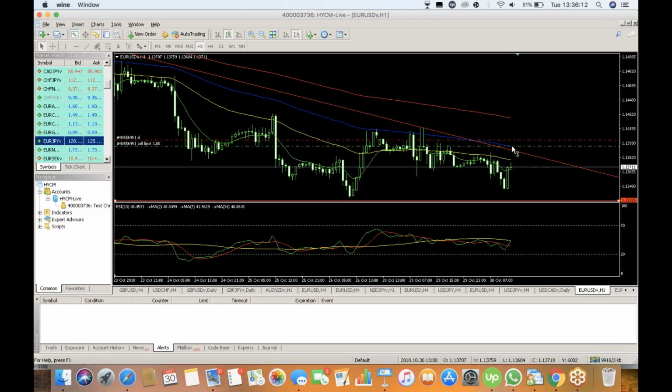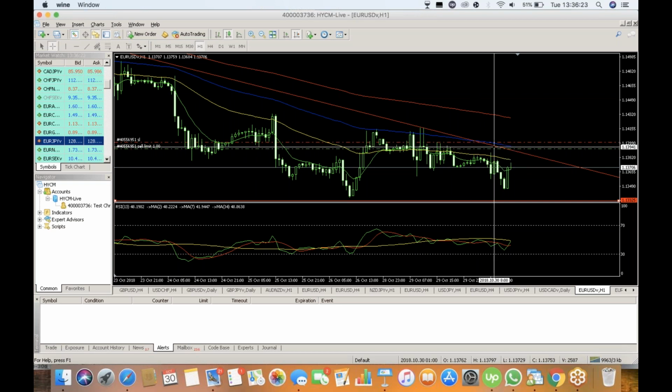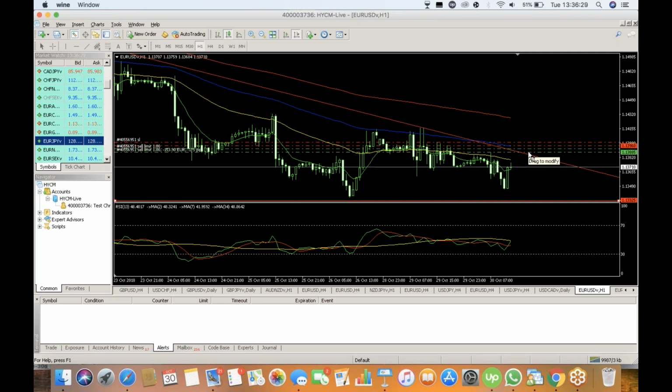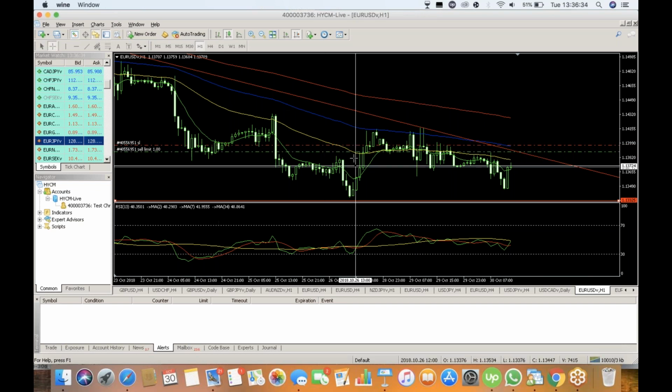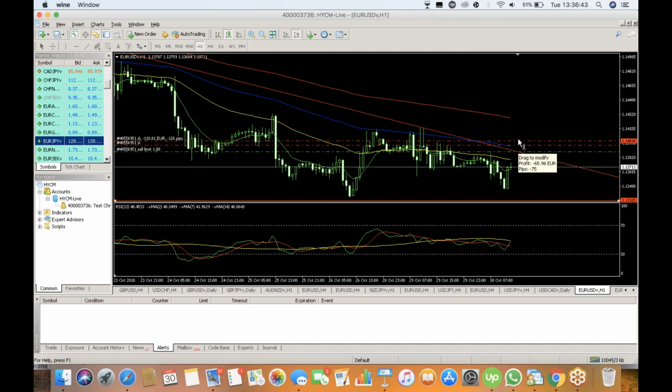Okay, so looking at this area here, we want to enter just before the line. The 100 moving average is at 1.1396, and we want to enter at 1.1386 roughly. Let's do 1.1387, and then we want a 10 pip stop above here, so that's 1.1405. That looks like a buffer right there. So that would be the other option.